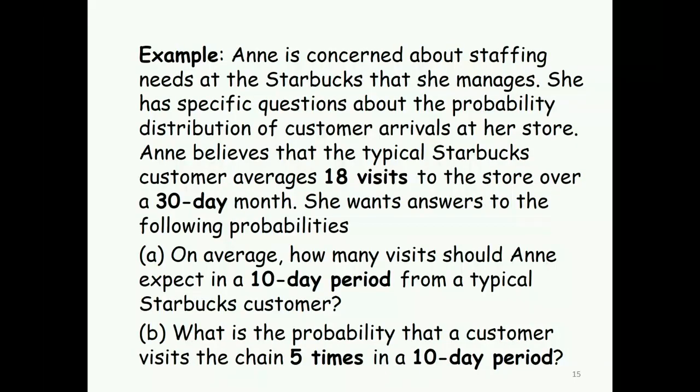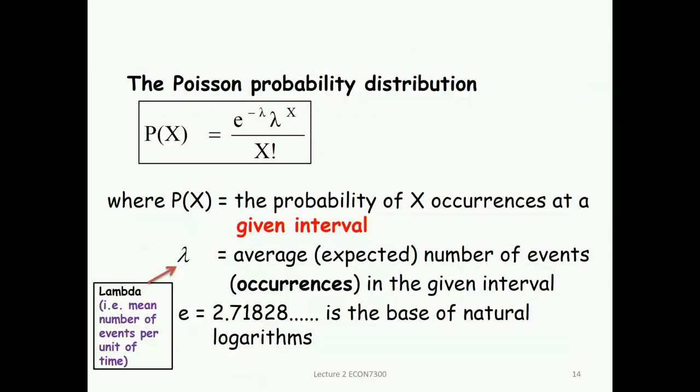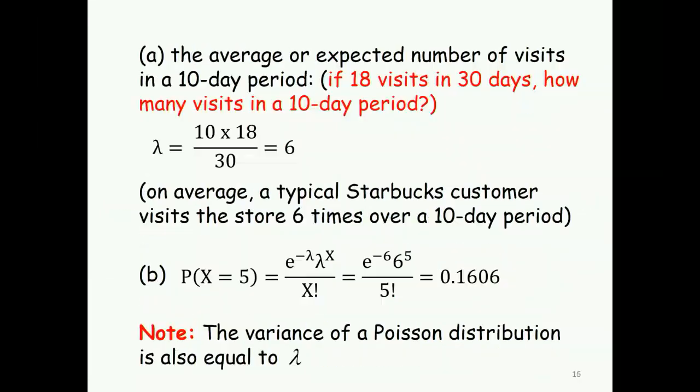What is the probability that a customer visits the chain 5 times in a 10-day period? So we apply the formula. This lambda is the average, which is already given: 6. This minus sign is always there. So we put 6, and this is already 6. This is the question.